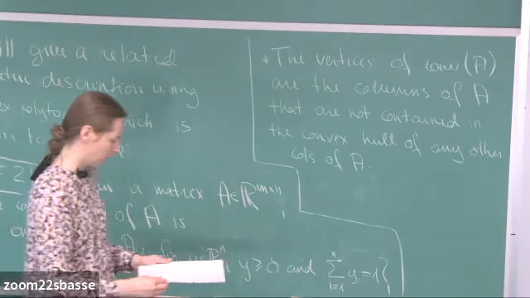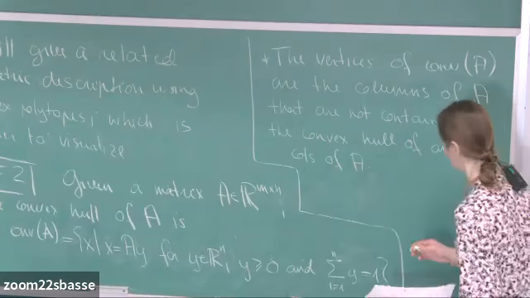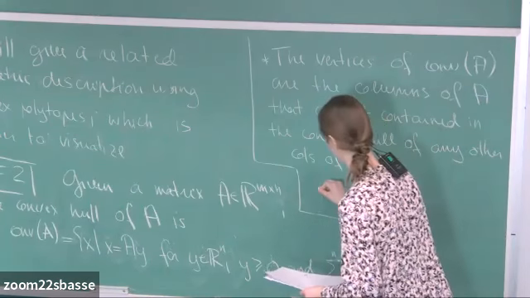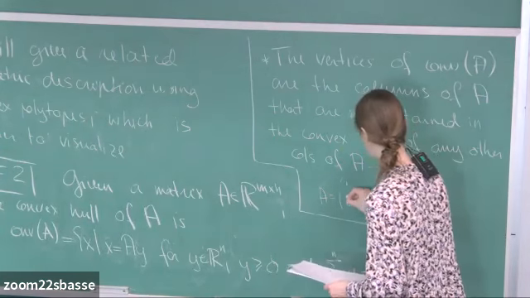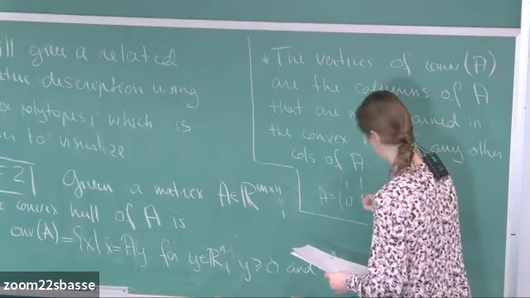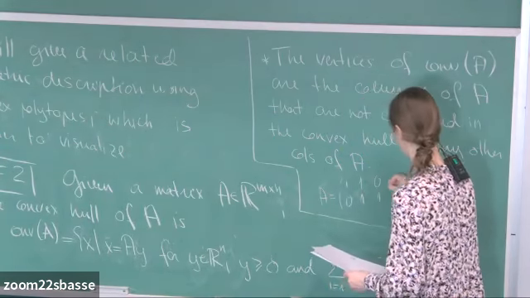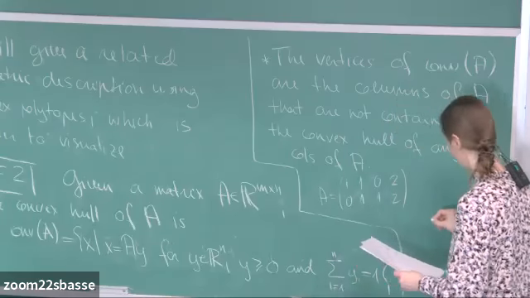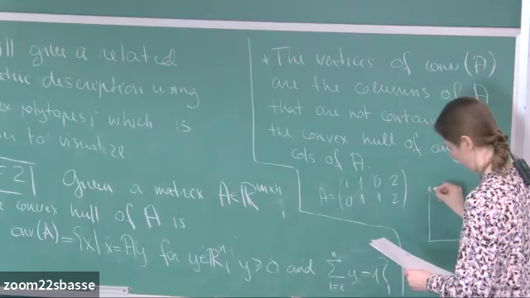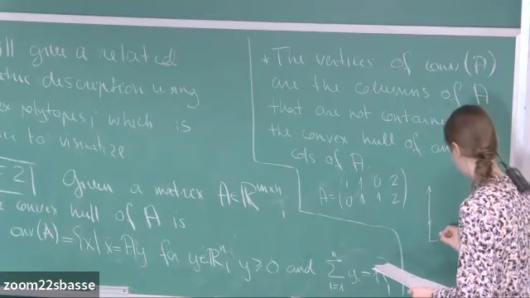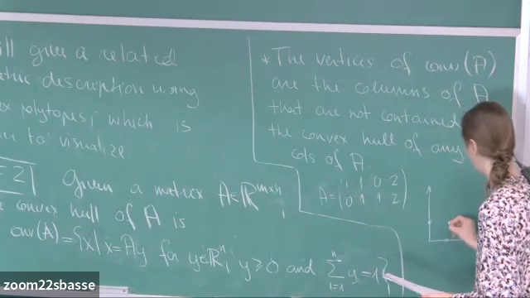Okay, so let's also quickly do an example. Let's consider this matrix 1, 0, 1, 1, 0, 1, 2, 2. Then the convex hull of it is, so let's first mark the 4 columns.